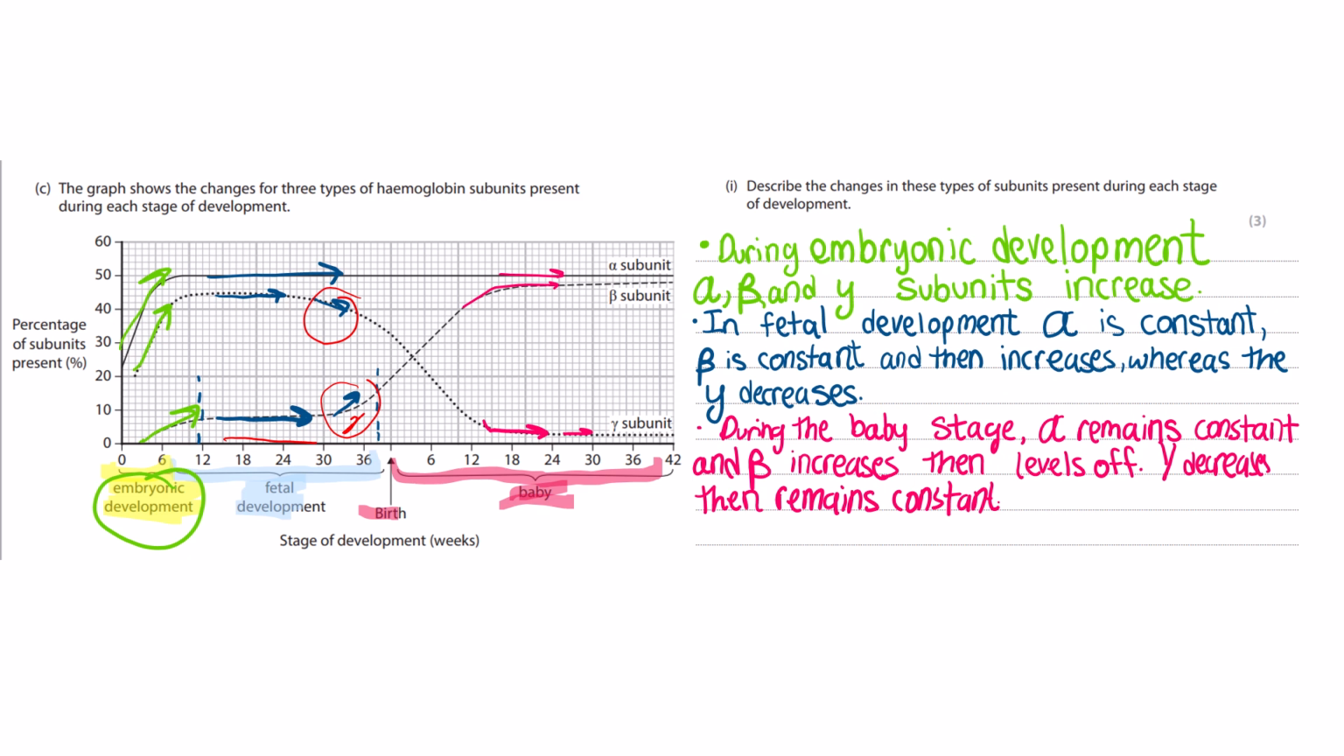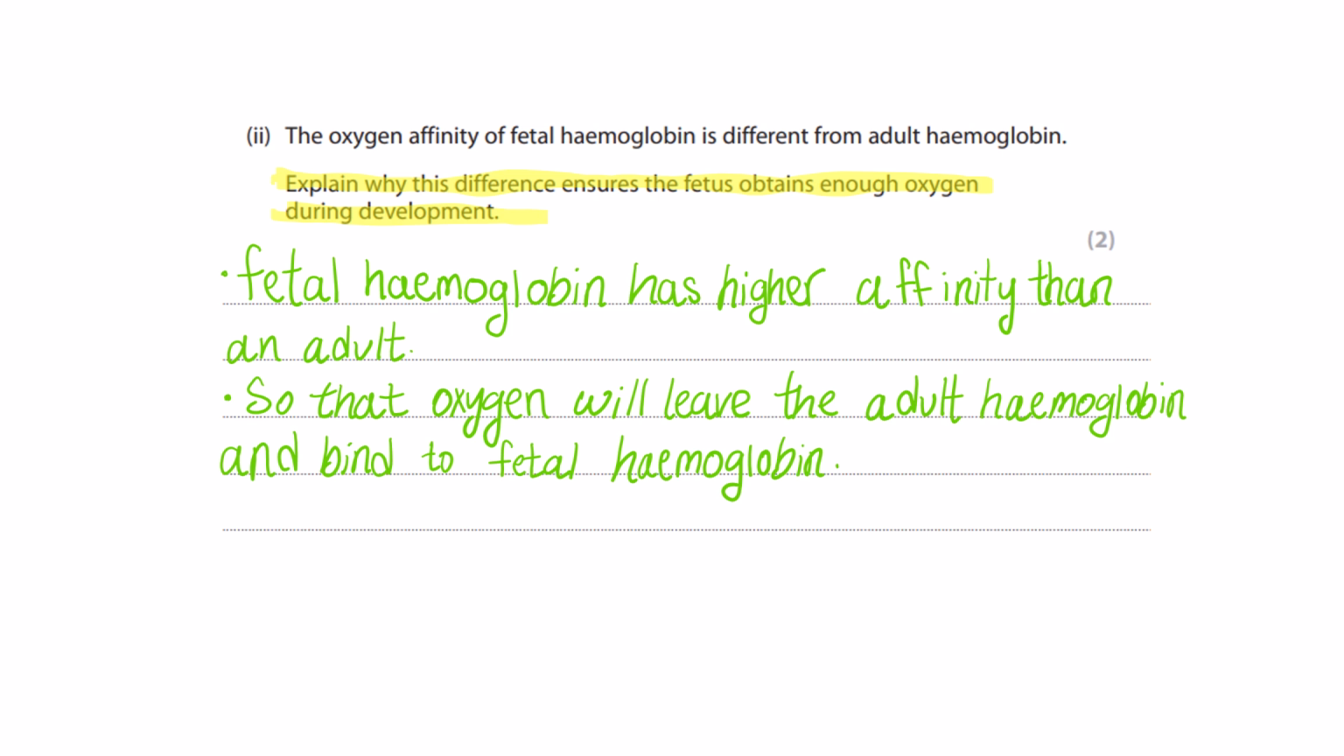Okay, the oxygen affinity of fetal hemoglobin is different from adult hemoglobin. Explain why this difference ensures the fetus obtains enough oxygen during fetal development? This question was also repeated in my A level, so I would just like you to make a flashcard of this. So just pause the video, make a flashcard so that you can use it while you're studying.